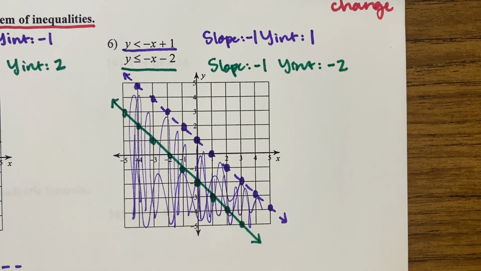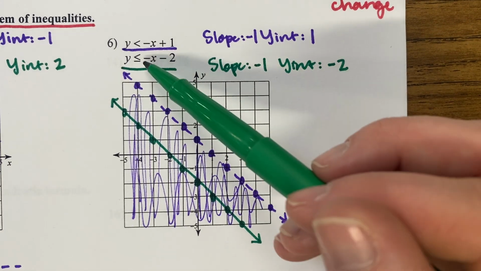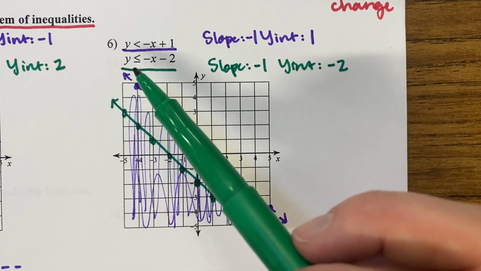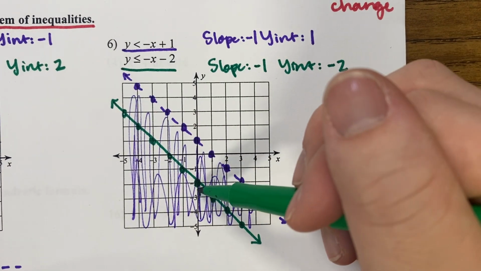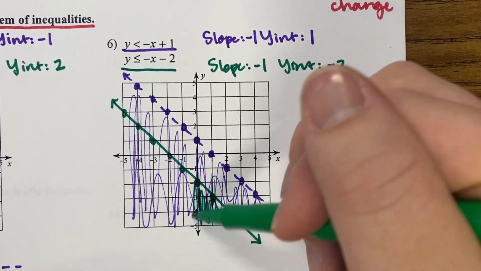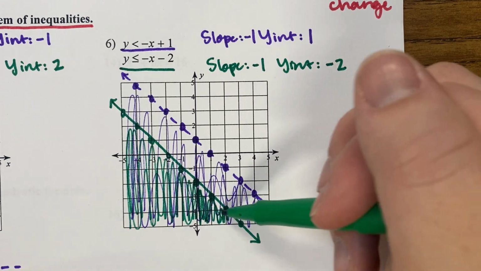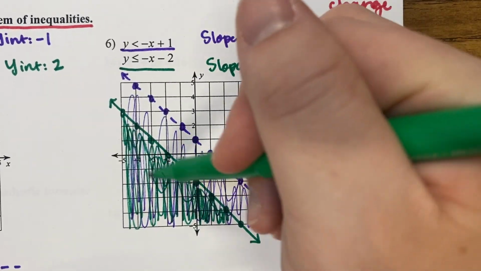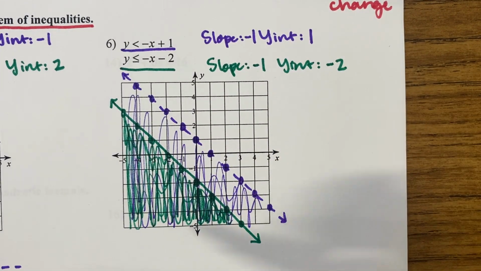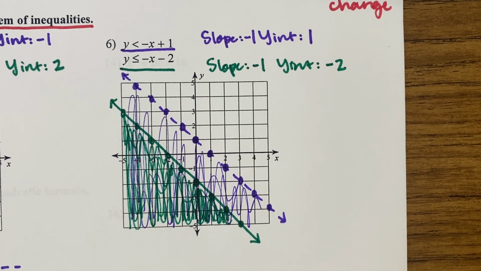Okay, now we need to identify where we're shading. Again, this is y is less than or equal to, so y's that are less than would be everything below, which would mean this whole dark area would contain solutions to this system of inequalities.